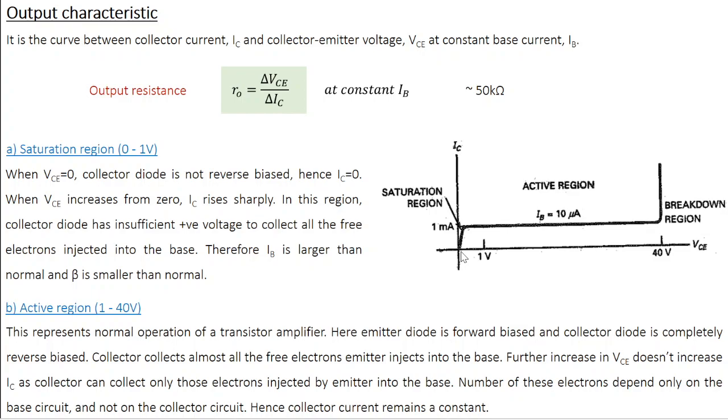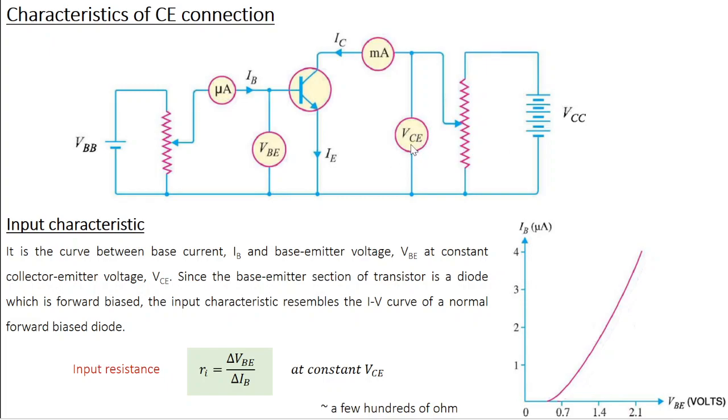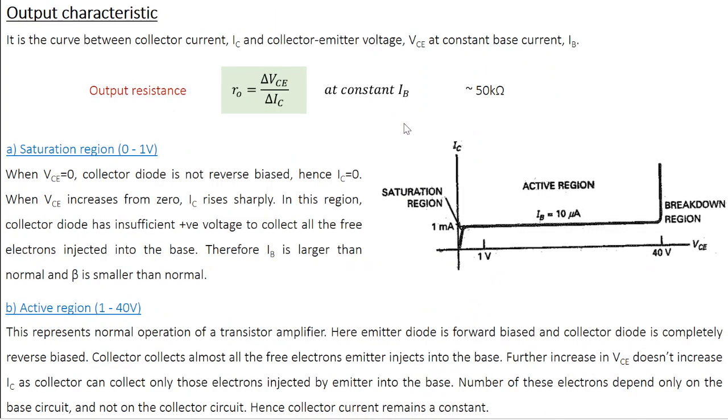So when VCE equals 0, remember VCE is the voltage at the collector side and the collector is reverse bias, right? So basically VCE is the reverse bias. So when VCE is 0, the reverse bias is 0, so the collector diode is not reverse bias. Remember, it is the reverse bias which pulls the electrons away from the emitter base junction towards the collector, right? So when the reverse bias is 0, the collector current is going to be 0. So when VCE equals 0, IC equals 0. So this is the starting point of the graph.